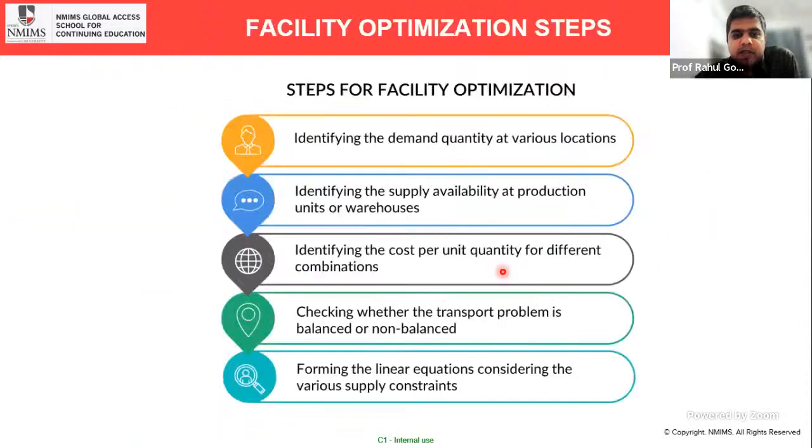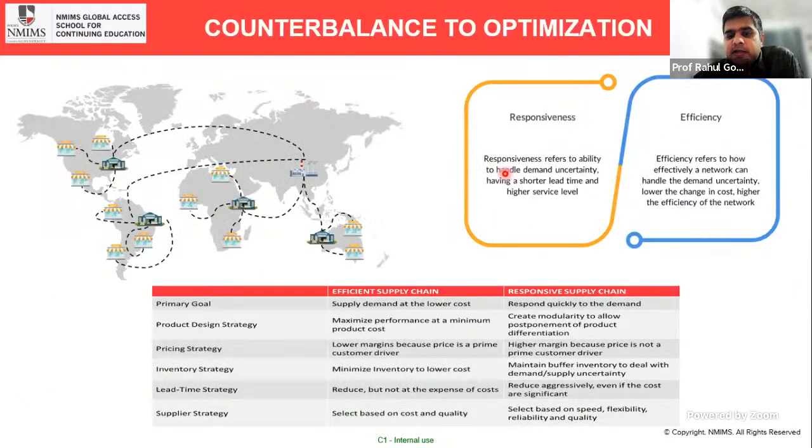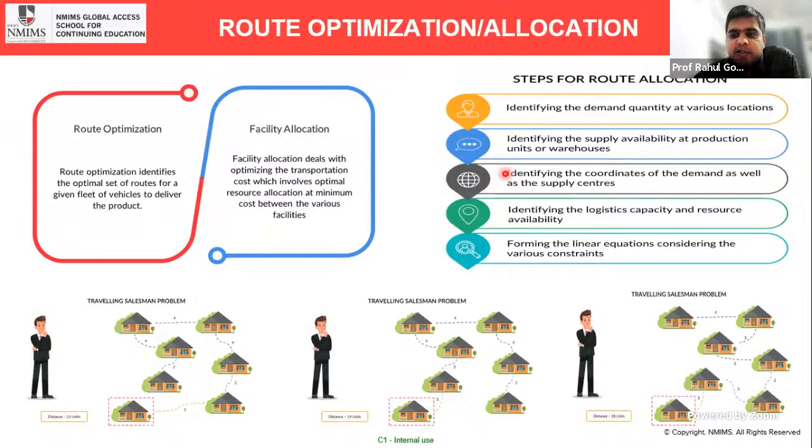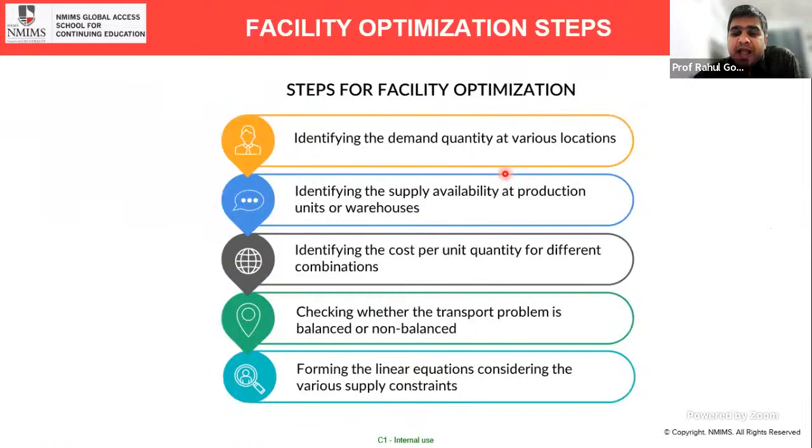Okay, so I'll skip this part. The last part is on facility optimization, which we had seen, it's all about allocating the quantities, right? What we had seen earlier in terms of this model is the route finalization, which is the route through which the consumers will be serviced. This is about allocating the quantities when multiple warehouses or supply centers are there, right? So we identify the demand, map the demand quantity. Again, we map the supply availability at factories or warehouses.